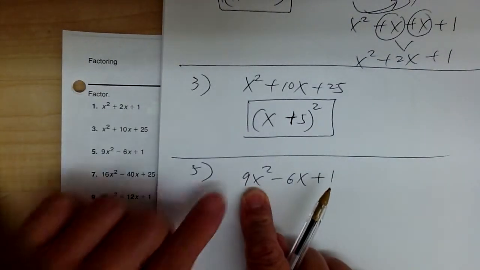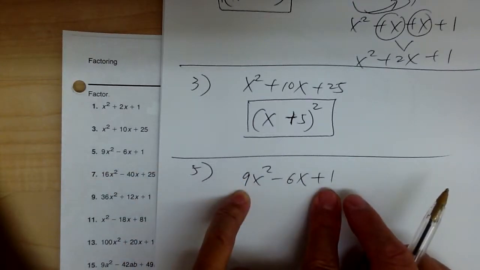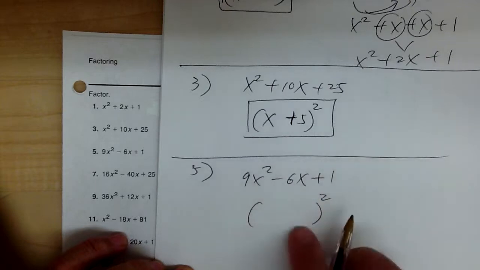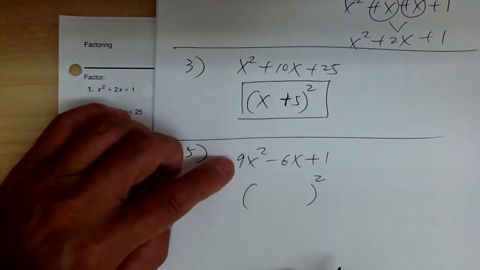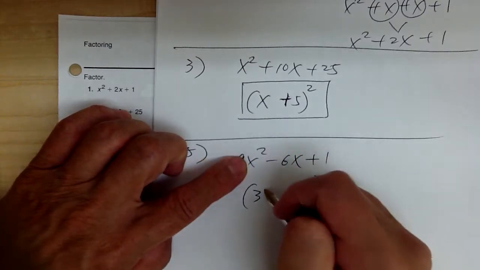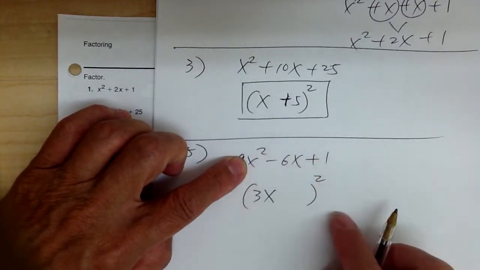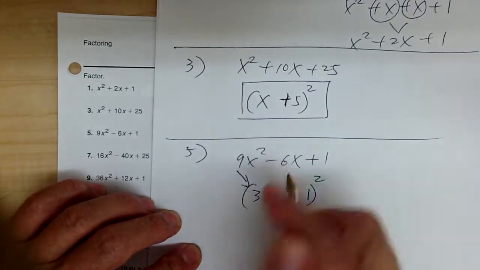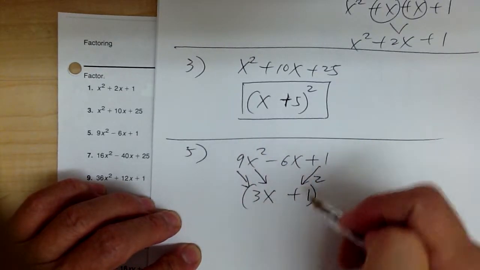Again, these 2 have to be perfect squares. Once these are perfect squares, you get your template ready, and you're going to guess. What square will give you 9? 3 squared gives you 9, and you need to have an x, right? x squared gives you x squared. Now to get 1, you need plus 1, right? So from this you get that, from this you get that, and from this you get that.